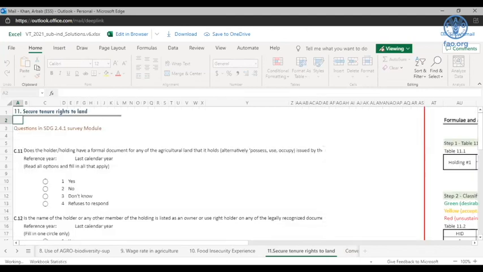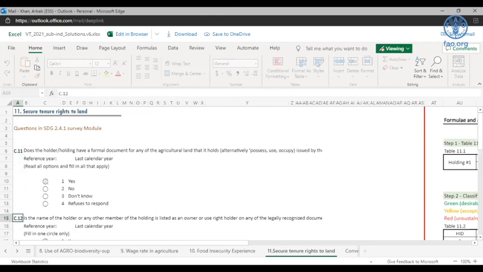Okay, so here are the questions asked within the agriculture survey module. Usually these kinds of questions exist in the census, but if they are not there, then we should make sure that these questions are integrated into either the census or the agriculture survey for you to collect the information.